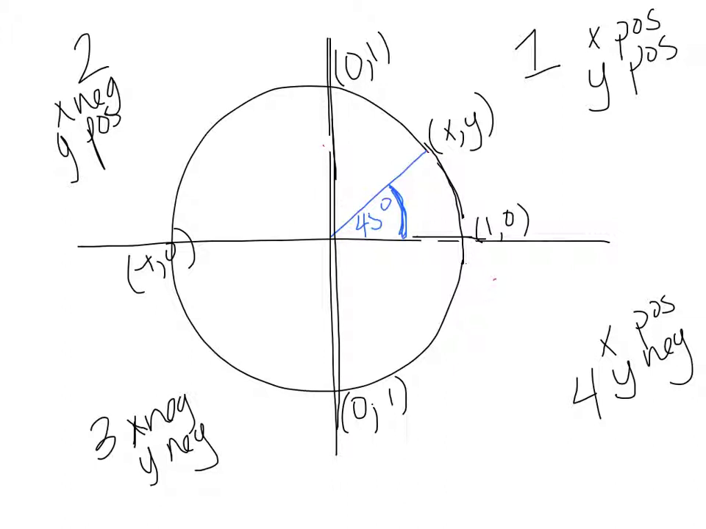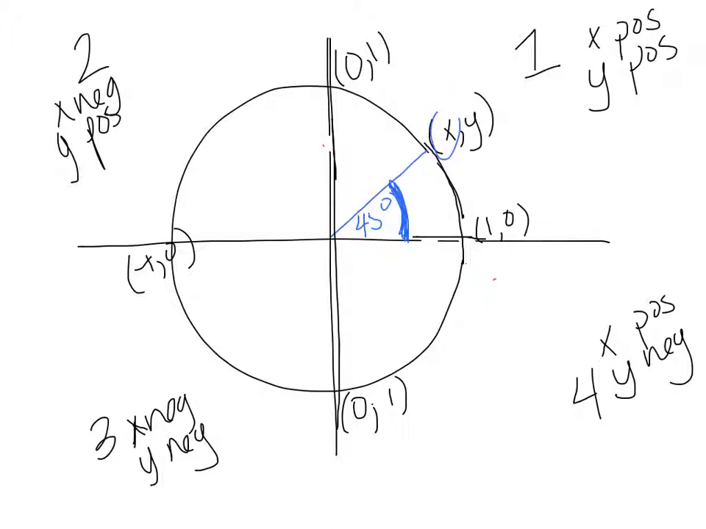Okay, so I want to think about that with that 45-degree angle. I want to find another angle with the same x-coordinate as my 45 degrees. Another angle with the same x-coordinate. If x is positive, and I want to find another angle with the same x-coordinate, what quadrant is it going to be in? The fourth one.